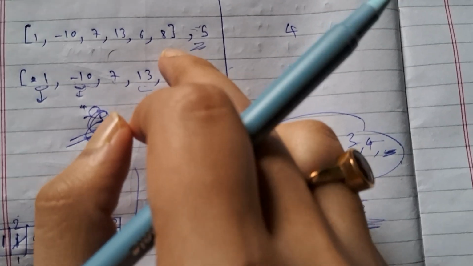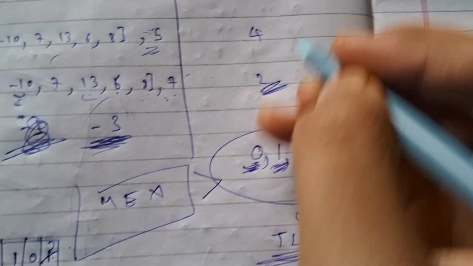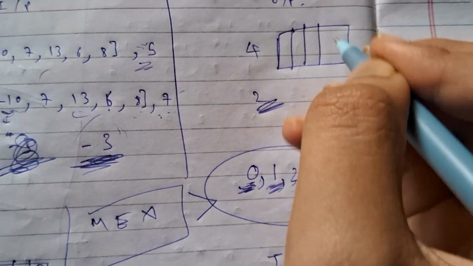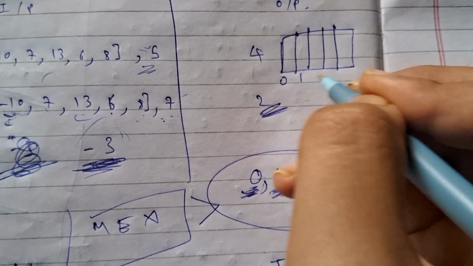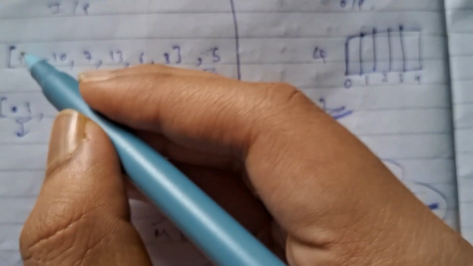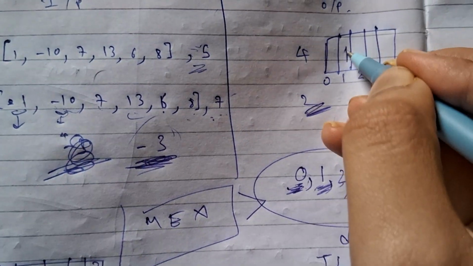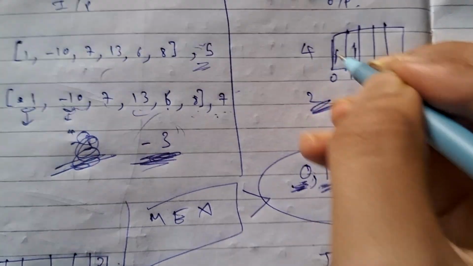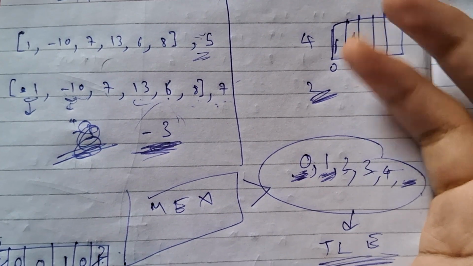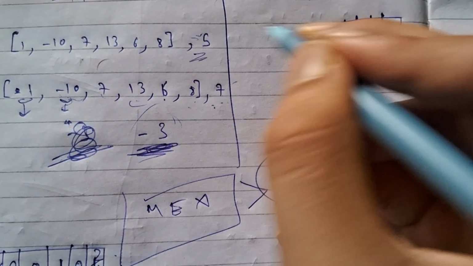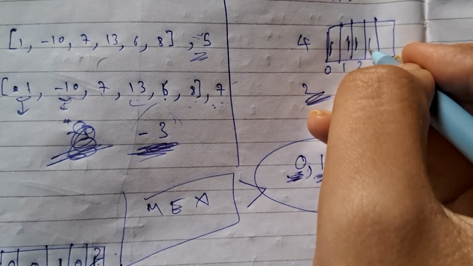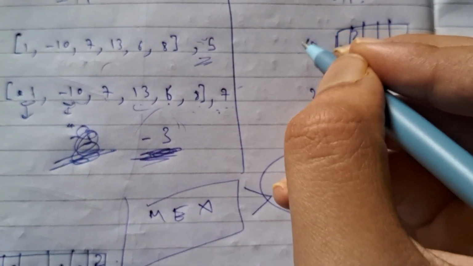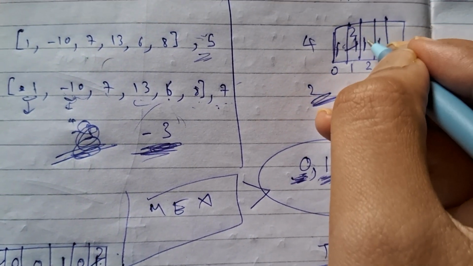Now let's do it for this array, with value 5. So indices 0 1 2 3 4. 1 mod 5 is 1. Minus 10 mod 5 is 0, we don't need to check anything over. 7 mod 5 is 2. Then 13 mod 5 is 3. Then 6 mod 5 is 1 again, so this becomes 2. Then 8 mod 5 is 3, so this is 2.